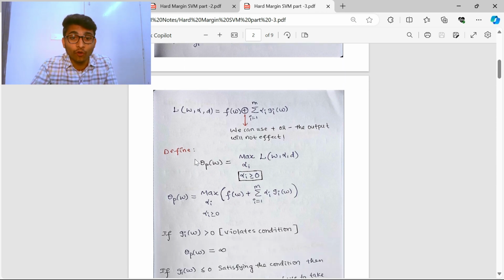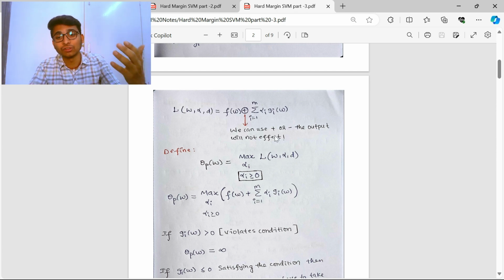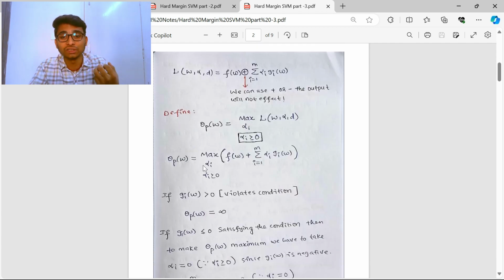Now we are defining one function, and we will now understand what the primal problem is. Theta p of w is equal to the maximum of the Lagrangian function. Where will we get the maximum? We will get the maximum over alpha. We want to find the alpha i such that this Lagrangian function will be maximum. That is our aim. This is what theta p of w is saying to us.